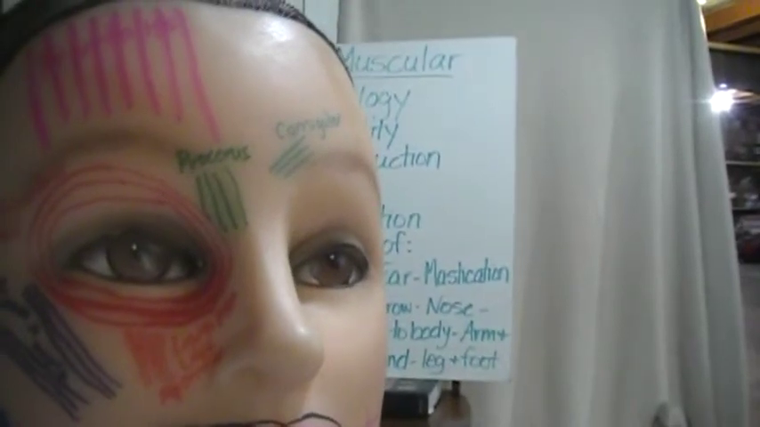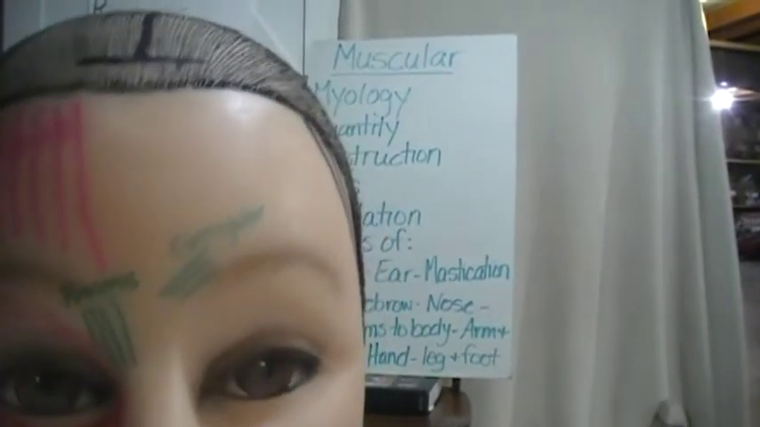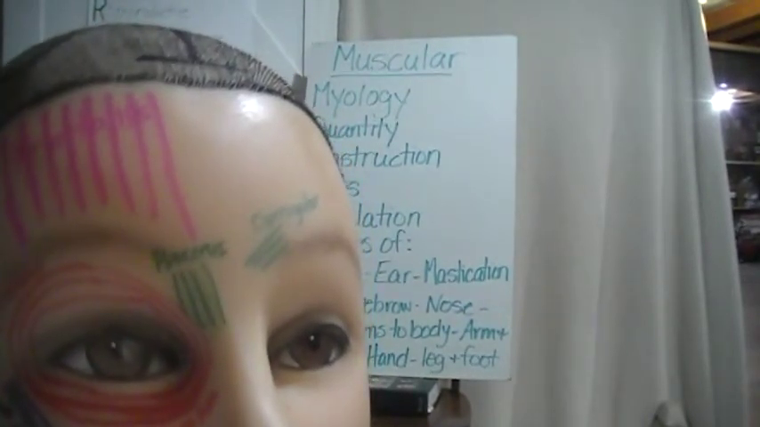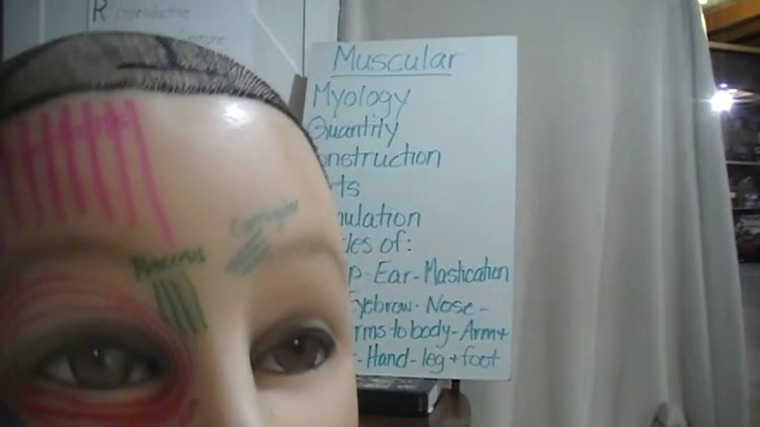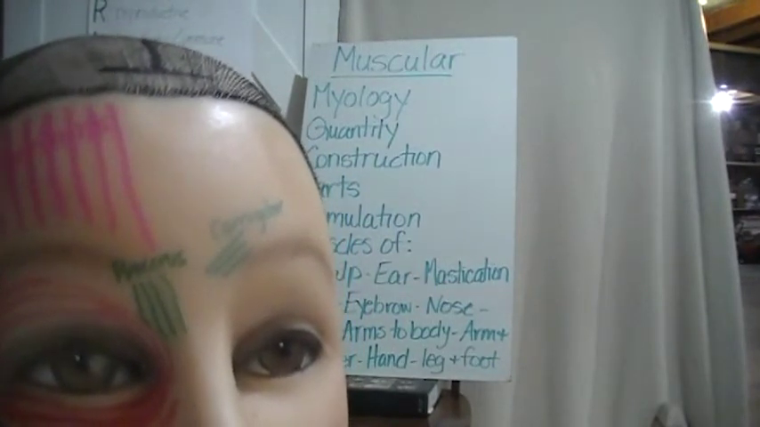Muscles of the nose. The procerus covers the bridge of the nose. There we go. Lowers the eyebrows, causes wrinkles across the bridge of the nose. And then there are other nasal muscles that contract and expand the openings of the nostrils, but you do not need to know that, okay?